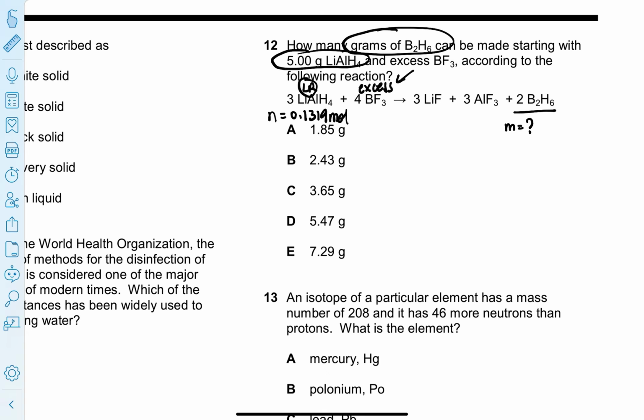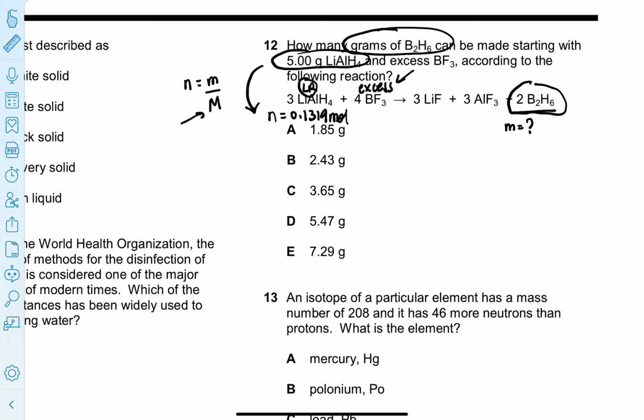So I actually did a calculation in advance. What I did is I turned the mass of LiAlH4 into moles using my mole equation n equals m over M. I used my periodic table on the Avogadro contest to find the molar mass, and I converted the reactant into moles, which is 0.1319 moles. Okay, so that's fine. What I need to do now is go to my product side and figure out the mass of this product B2H6.